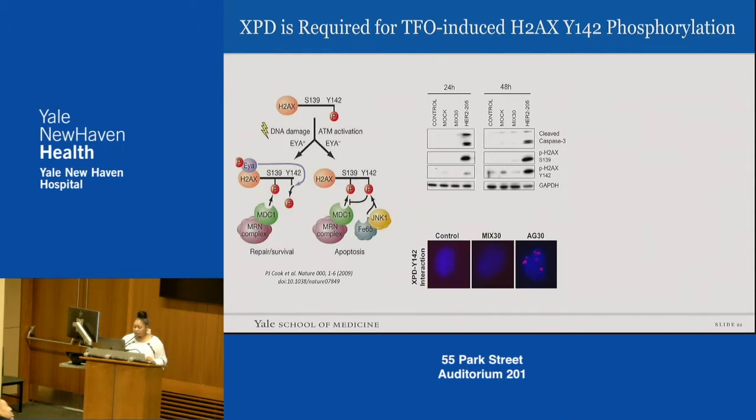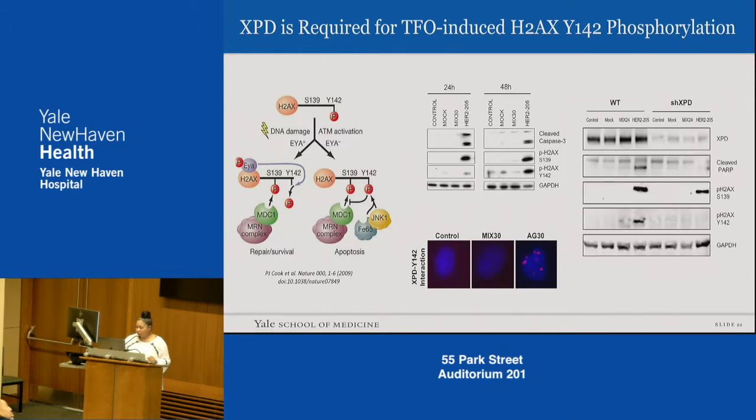And then we did some proximity ligation assays, and we found that XPD was interacting with the tyrosine 142 phosphorylation site on gamma H2X. And so what we found is that if we knocked down XPD, we didn't have apoptosis, but we also didn't have phosphorylation of that tyrosine 142 site, which would suggest that XPD was required for that phosphorylation event. And so this is probably the p53-independent mechanism we were actually activating.